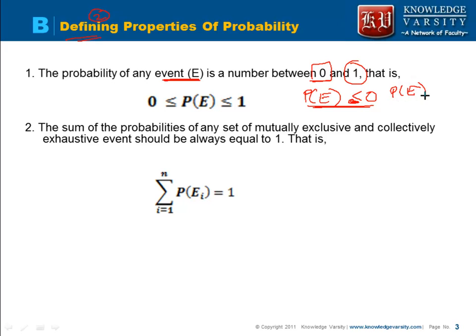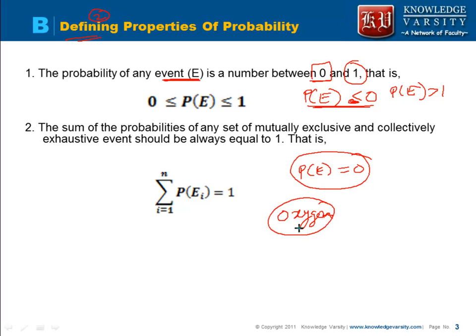Similarly, the probability of any event cannot be more than 1. Think about when the probability of an event can be equal to 0. It can be equal to 0. Let's say I ask, what is the probability of living without oxygen? If you do not get oxygen, what is the probability that a person will live? The probability will be 0.